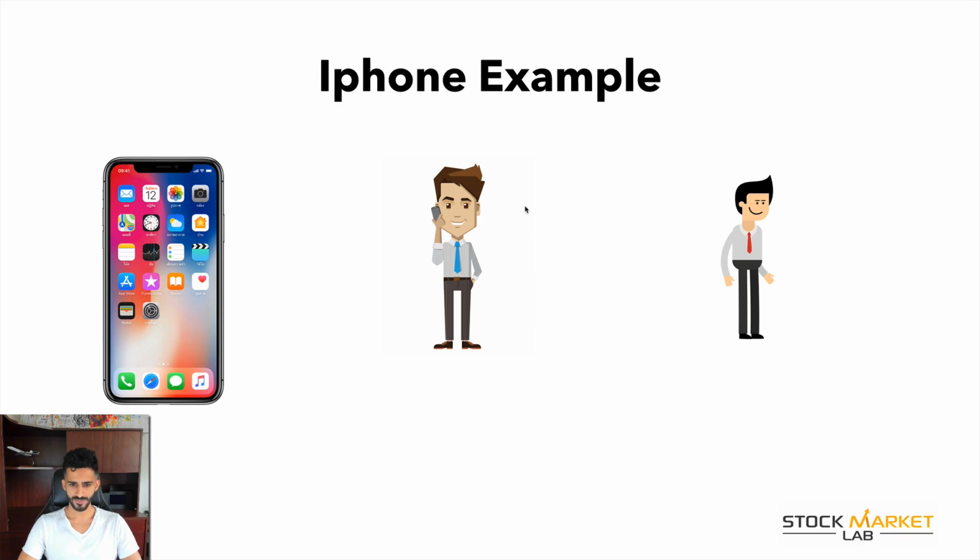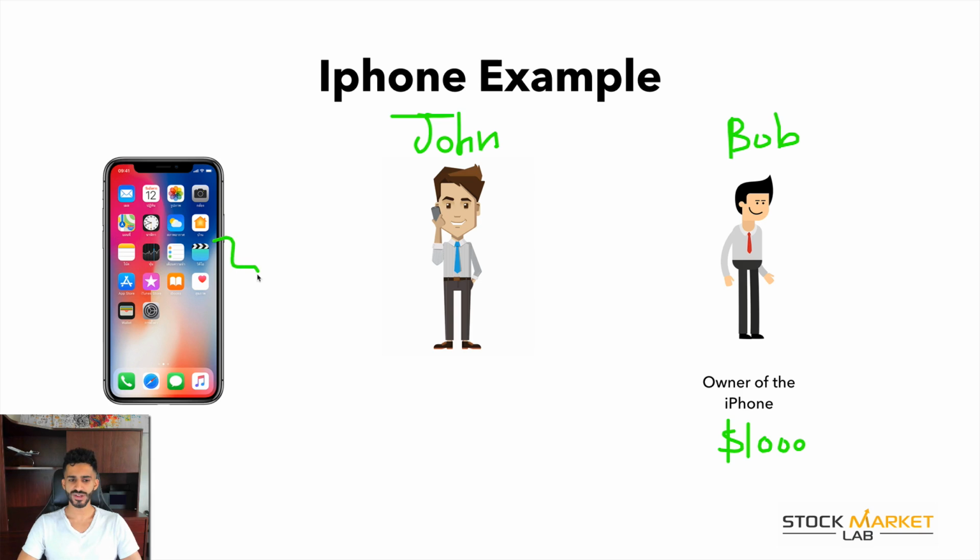Let's use an iPhone example. Let's say this is Bob. Bob owns an iPhone 10, and today the value of an iPhone 10 is $1,000. At this exact moment, the value of an iPhone 10 is $1,000. Let's say this is John. John thinks that the value of the iPhone is going to decrease in the next week because Apple is announcing a new phone. Since they're announcing a new phone, he predicts that the price of this phone is going to go from $1,000 to, let's say, $700.